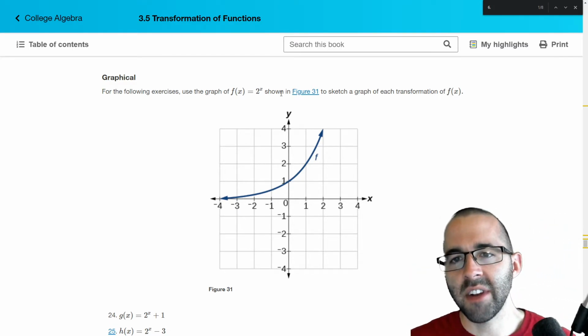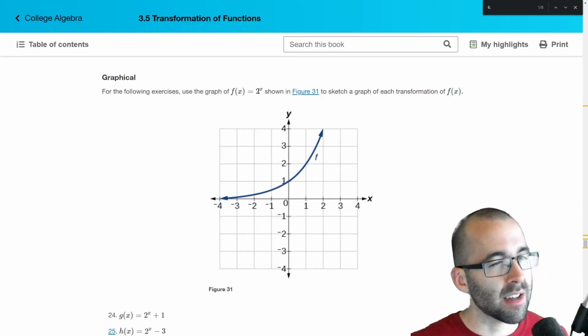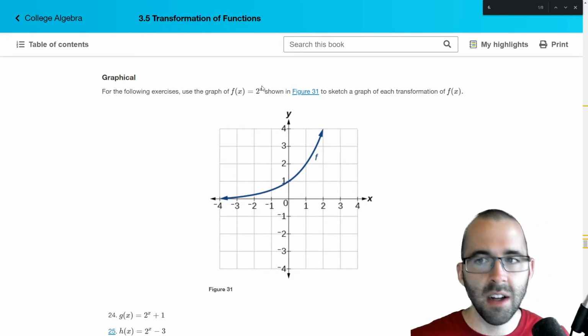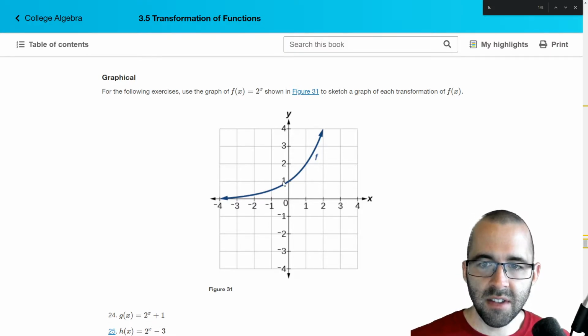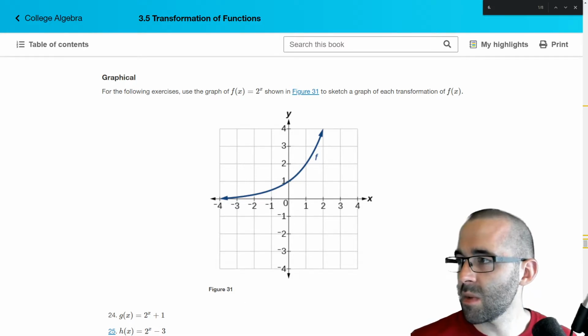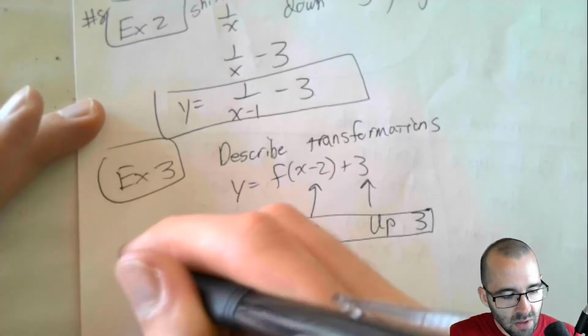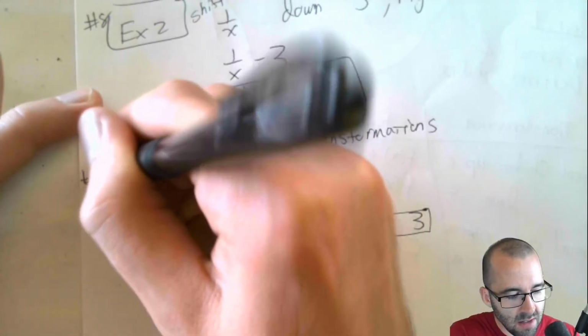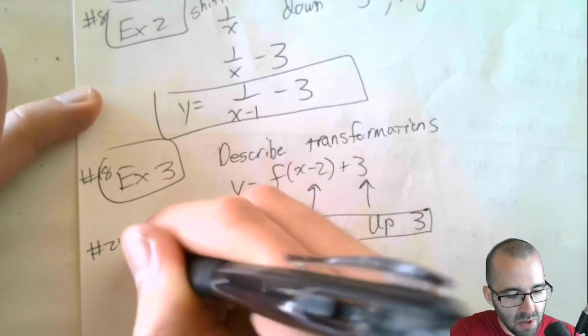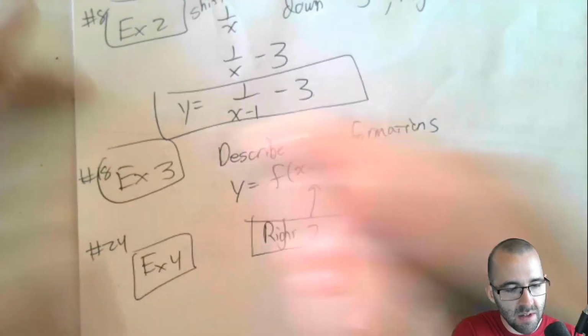So we have a graph of an exponential function. We haven't talked about exponential functions yet, but it's okay. We have a graph, and we're supposed to use this graph to graph the transformation. We're going to look at 24. Graph this same function, but with a plus 1 at the end. So this was number 18, and now we're looking at number 24. This will be example 4.